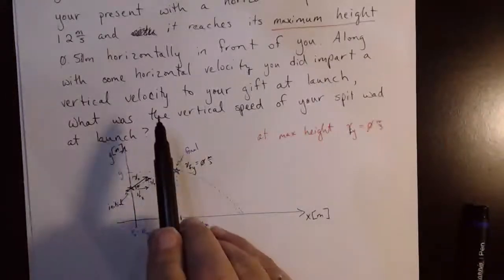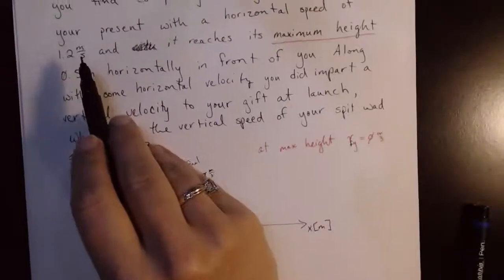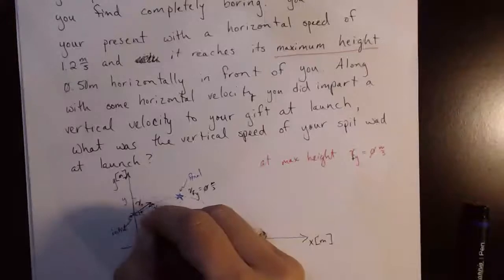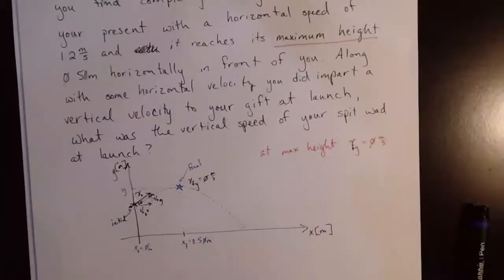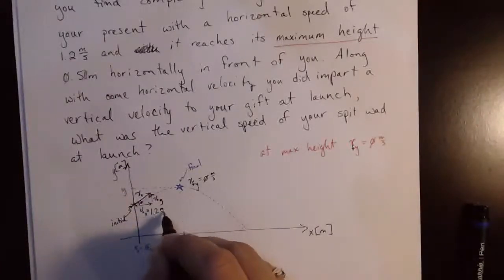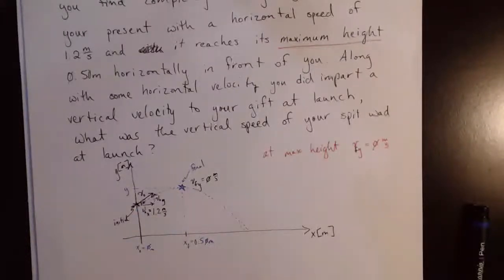We do know one other thing that I haven't actually put into this picture, which is the horizontal speed, one other thing given in our problem. That is the x component here. 1.2 meters per second is our x component. So that's the horizontal component.